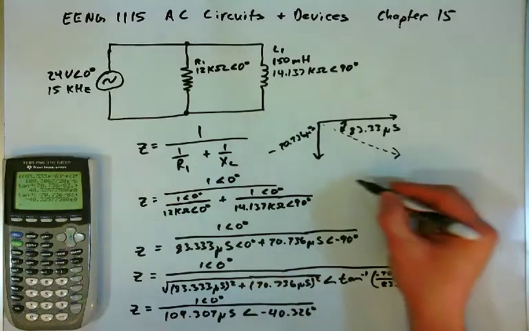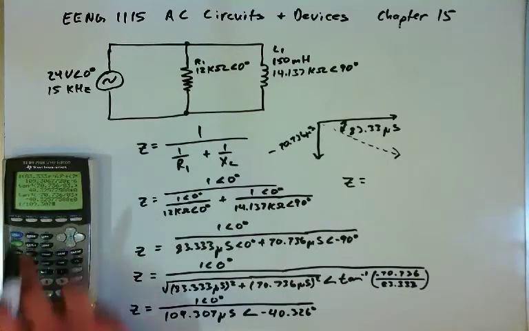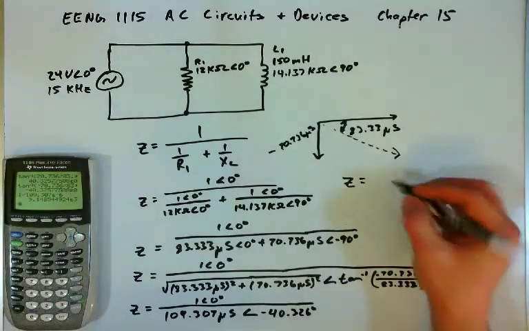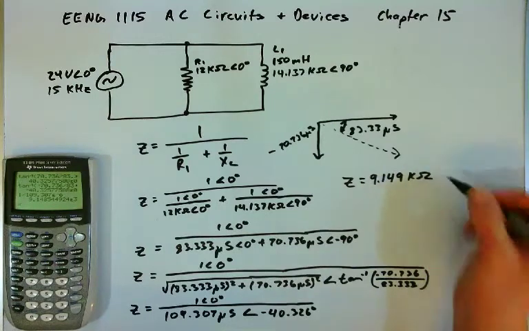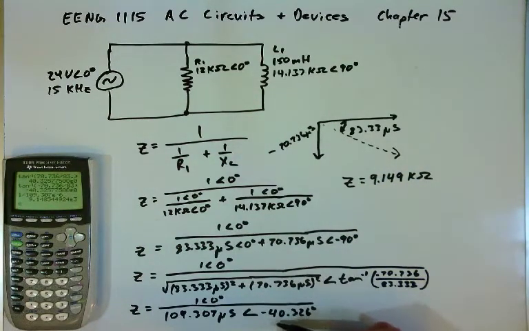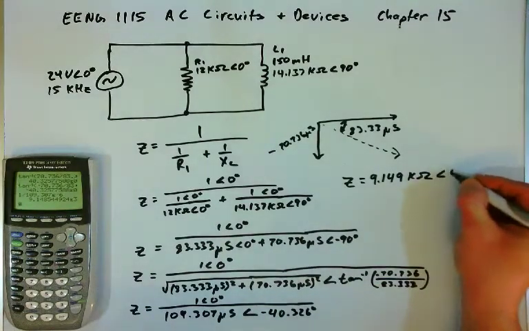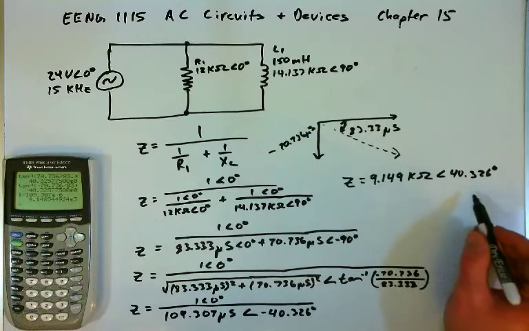Now we have one last division to do. The impedance, we'll divide the magnitudes. So we're going to have 1 divided by 109.307 micro, negative 6. The impedance is going to be 9.149 kilo ohms. And the angle will be 0 minus a negative 40.326. So 0 minus a negative 40.326 will be a positive 40.326 degrees. And so this will be the total impedance of the circuit.